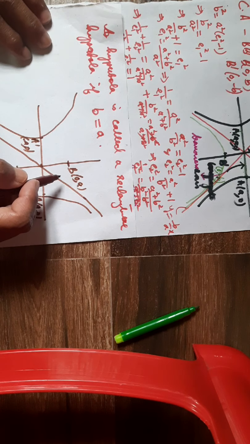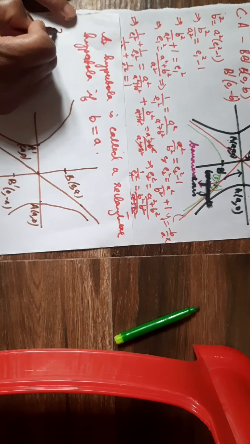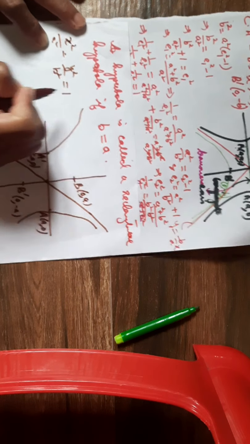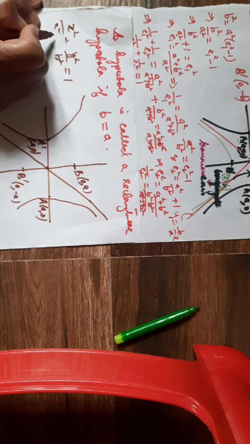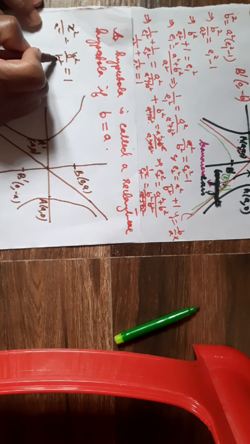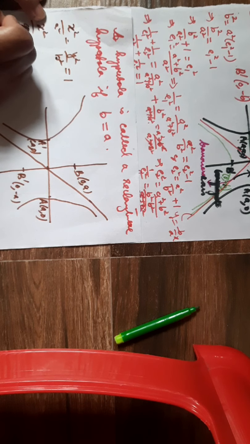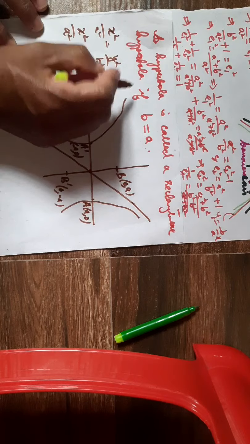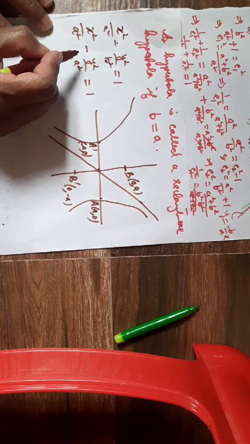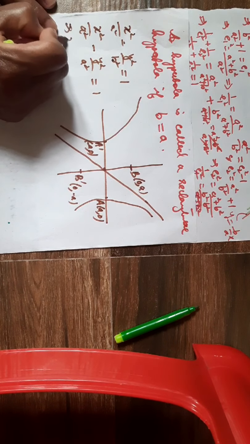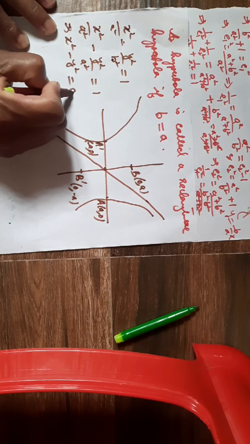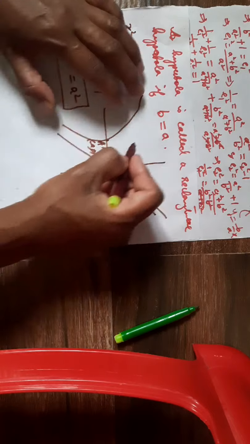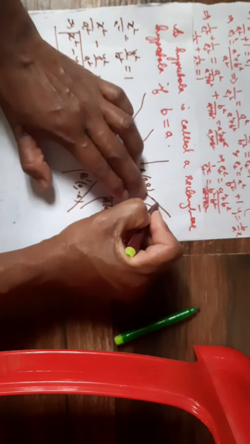Now for the rectangular hyperbola, what will be the equation? x square by a square minus y square by b square is equal to 1 is the standard equation of the hyperbola. But if you replace b by a, then x square by a square minus y square by a square is equal to 1 gives the equation of the rectangular hyperbola. This implies x square minus y square is equal to a square. So this is the equation of the rectangular hyperbola. Now the asymptotes.